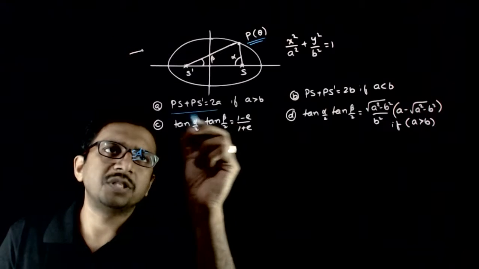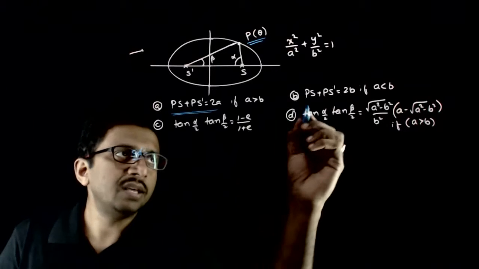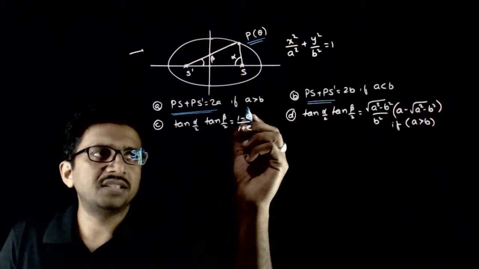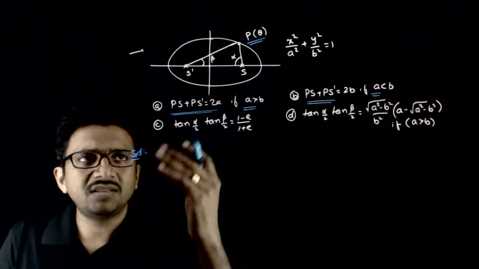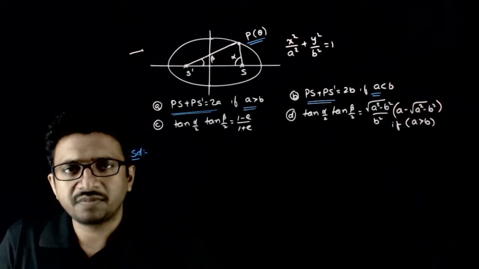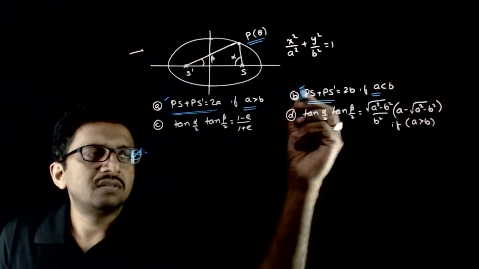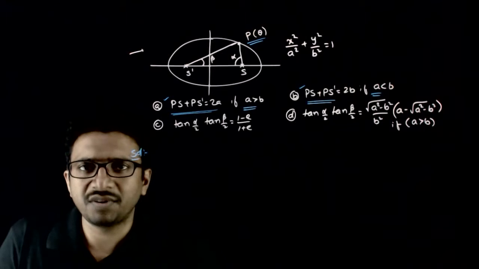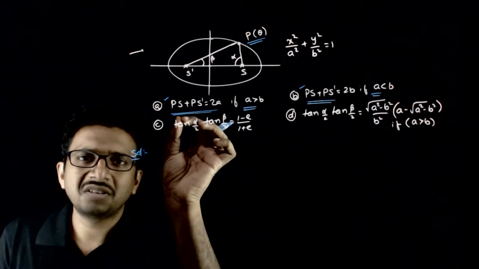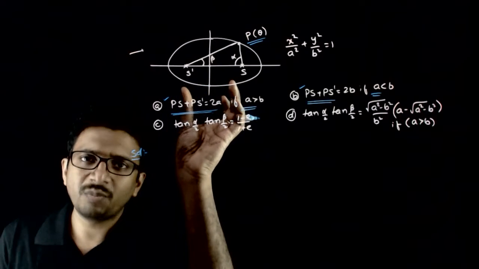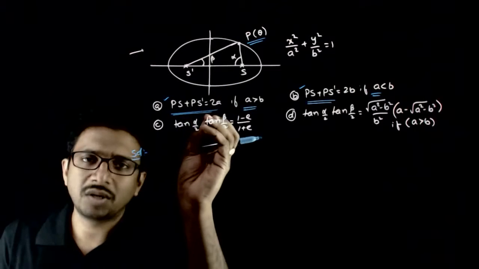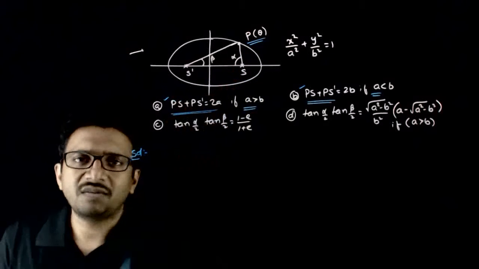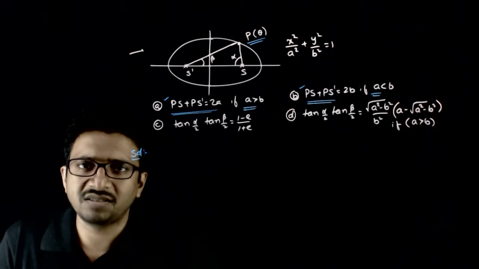So the first 2 options: PS plus PS dash is equal to 2A, PS minus PS dash is equal to 2B, if A is greater than B, if A is less than B. These are very standard properties of ellipses. In some way, this is the definition of an ellipse. The locus of a point whose sum of distances from 2 given points, the 2 foci, is constant is called an ellipse. So on an ellipse, PS plus PS dash will always be equal to the length of the major axis.